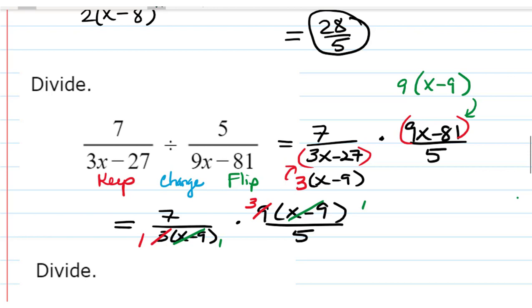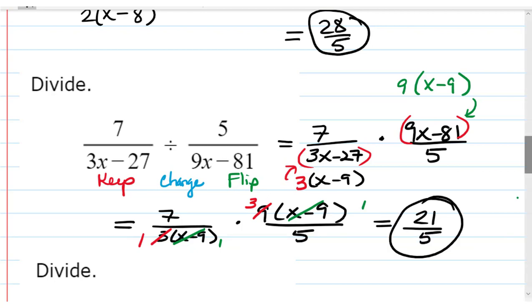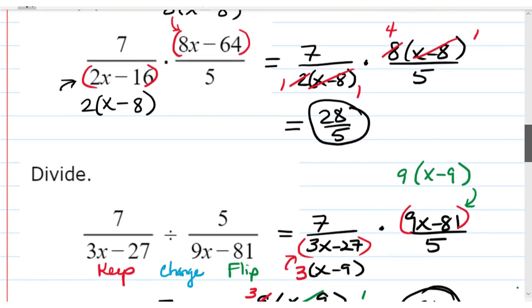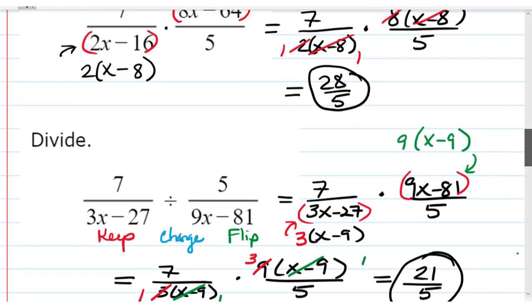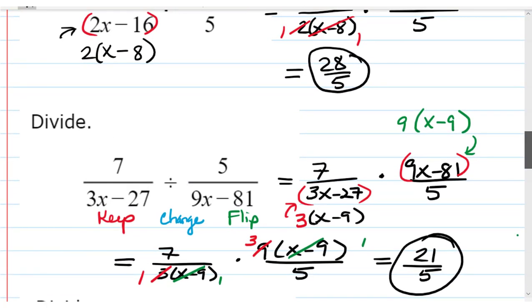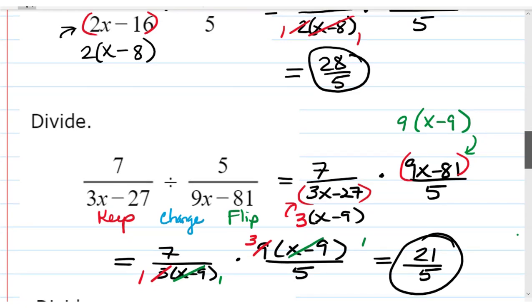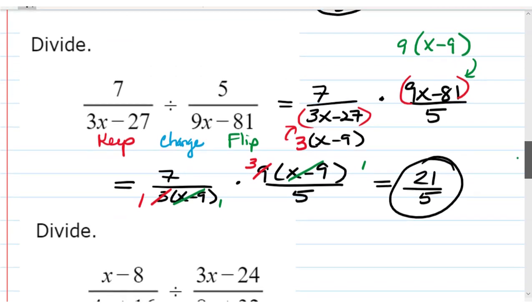And that's about it. So we're going to multiply straight across, and we have 7 times 3 is 21 over 1 times 5 is 5. Now, in both this problem and the previous problem, the result in the end reduced down to a numerical fraction that didn't have variables in it, but that's not always the case. Sometimes there'll be variables left in them.